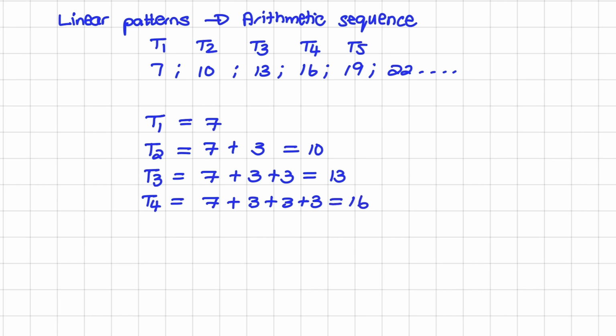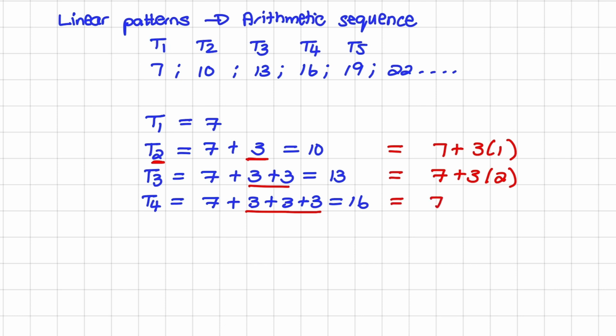I can see that the number of 3's that I'm adding each time is 1 less than the term number. What I mean by that is, for term 2, I added one 3. For term 3, I added two 3's, or 3 twice. For term 4, I added 3 three times. So in the fourth term, we added three 3's, and in the third term, we added two 3's.